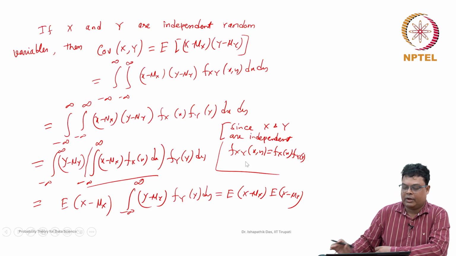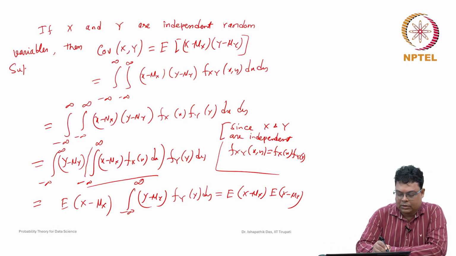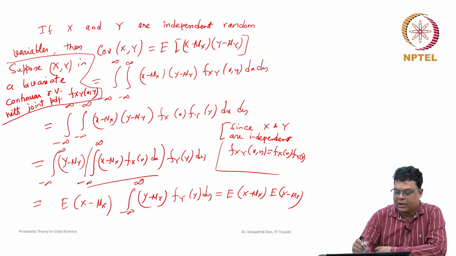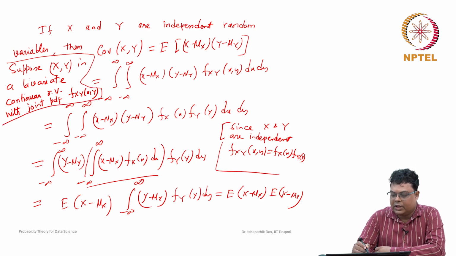So here we discussed, suppose x y is a bivariate continuous random variable with joint PDF f of x y (x, y). This is the assumption we considered here, and for this computation only, we can write it this way.